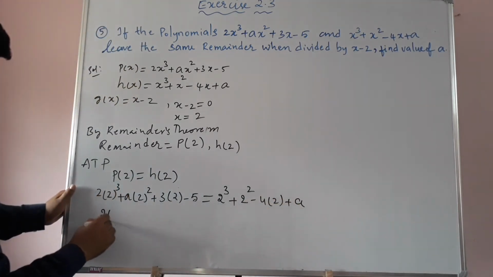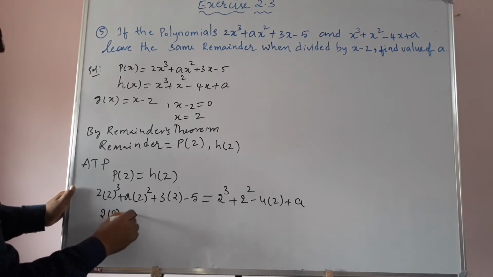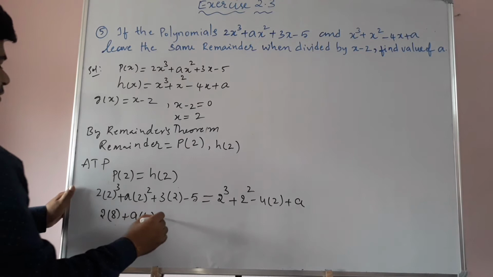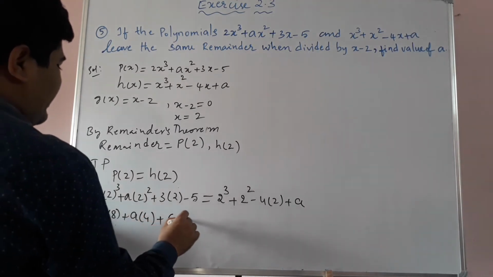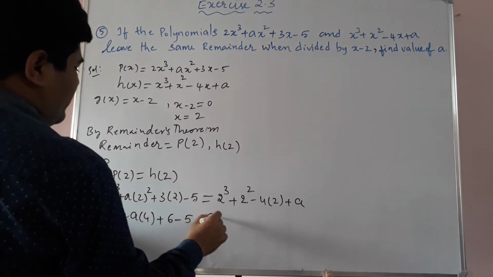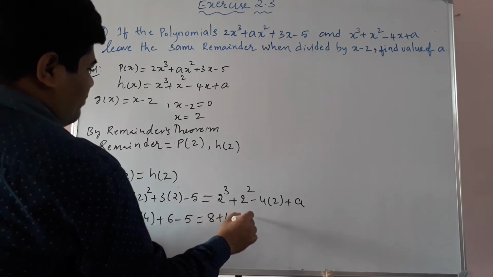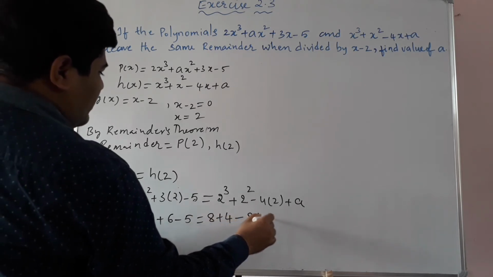2 into 2 cube value, 2 2s are 4, 4 2s are 8. Plus a into 2 square value 4. Plus 3 2s are 6 minus 5. That is equal to cube is 8 plus 2 square is 4 minus 4 2s are 8 plus a.